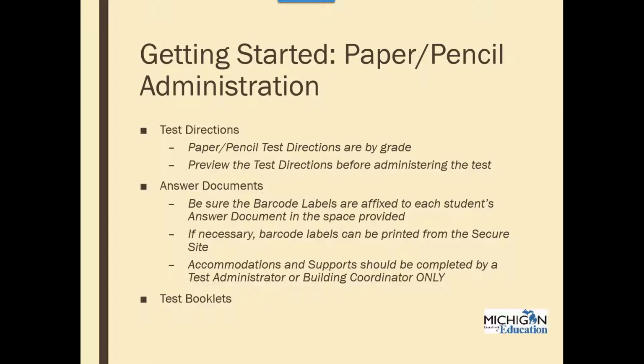Answer documents must have the barcode label affixed in the space provided before administering the test. If additional barcode labels are needed for any reason, for example, a student has enrolled after the pre-ID for barcode labels deadline on February 13, 2019, they can be printed from the secure site. Go to Assessment Registration, select Barcode Labels, and complete the search criteria. And test booklets should be securely stored and given to test administrators at the start of a testing session. Accommodations and supports, if provided, must also be completed on the answer document by a test administrator or building coordinator.